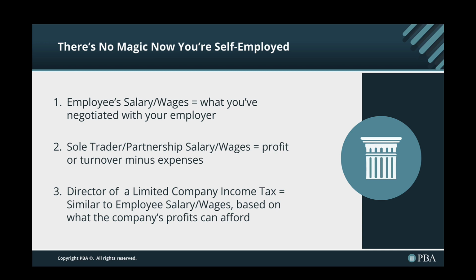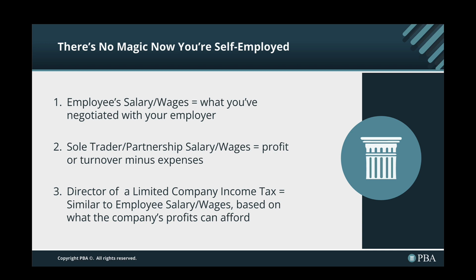So you've got an employee's wages, and that's essentially whatever has been negotiated with the employer. Then you have sole trader or partnership, and what their salary is the profit of the business. So it's the turnover minus whatever business expenses equals the profit, and that which you would have learned in the What's My Profit module. And that profit represents the salary or the income that's now going to be taxed.